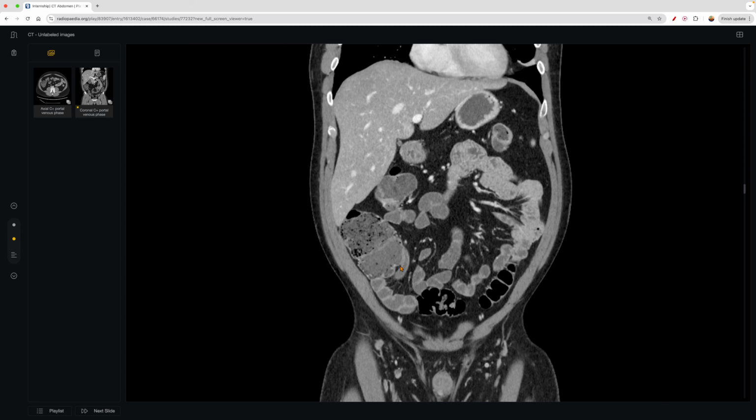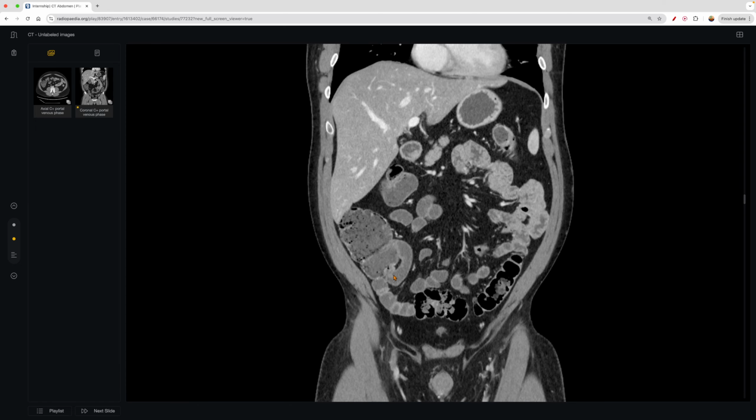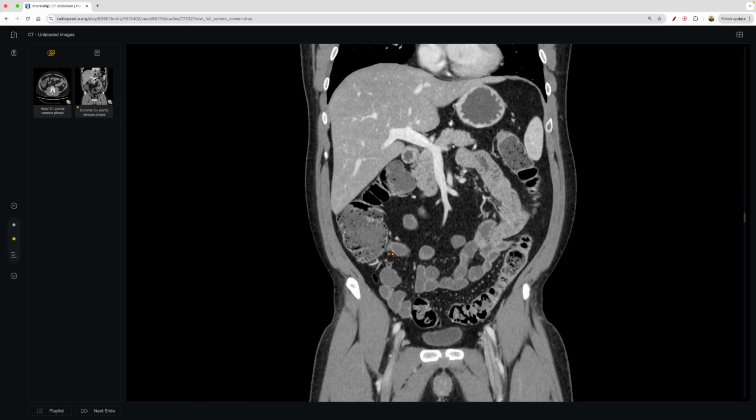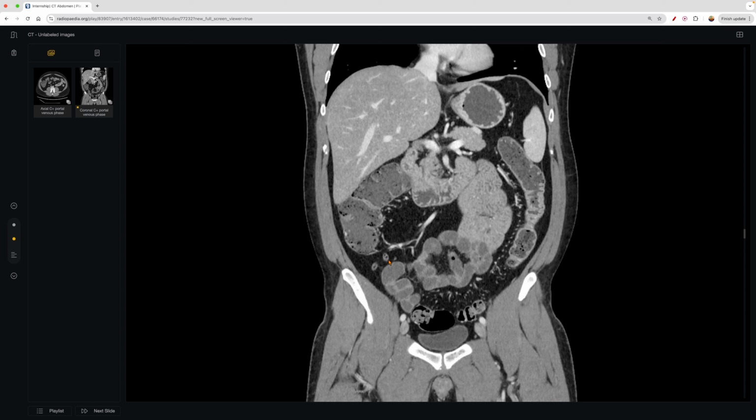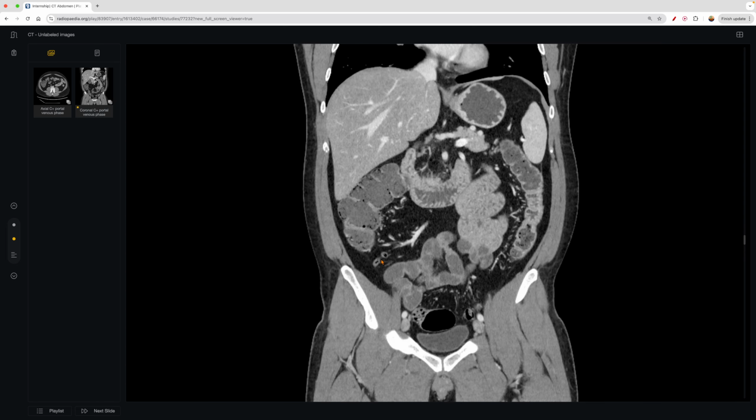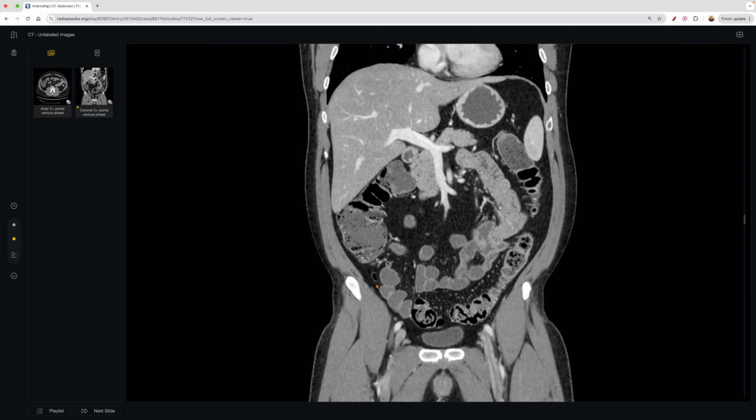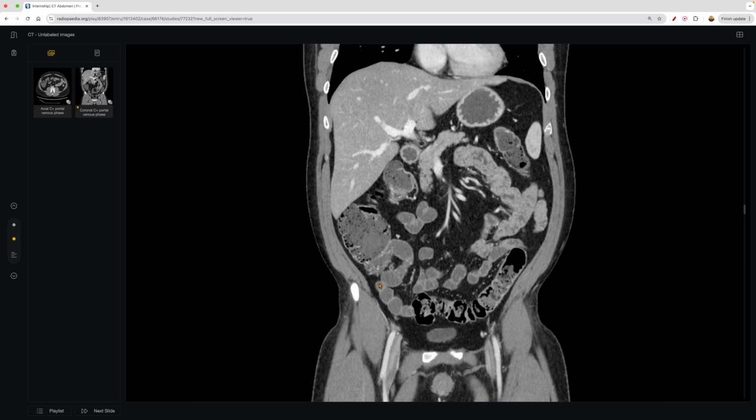So if you're ever looking for the appendix, identify the ascending colon, go all the way down to where it first starts, the most proximal end, and then try to look for a little tube that comes off of it. In this case, this is the appendix here. Comes all the way up and then comes all the way over. And then you can tell it's the appendix because it just ends in a blind loop as well.